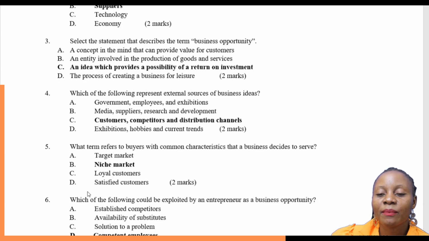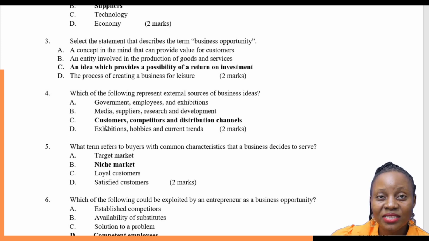And then we have number 4. Which of the following represents external sources of business ideas? External sources are not from within, they are sources from outside the organization. And letter C becomes our answer. Customers, competitors, and distribution channels. These are some of the sources of business ideas.